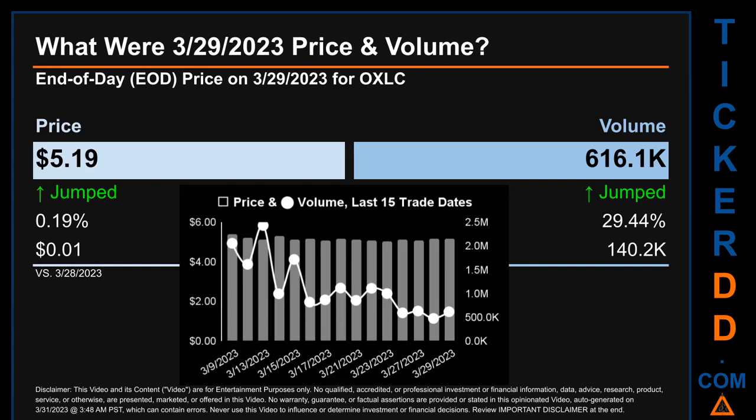The graph shows price and volume for the last 15 trade dates. Across a range of 36 cents, the max and minimum end of day price were respectively 5.4 and 5.04. Volume saw a range of 2 million, from a day low of 475.9 thousand to a day high of 2.4 million.